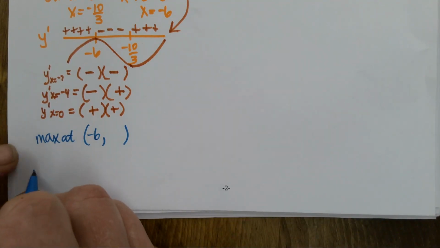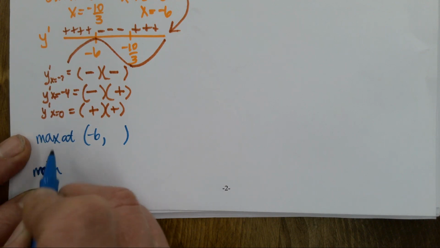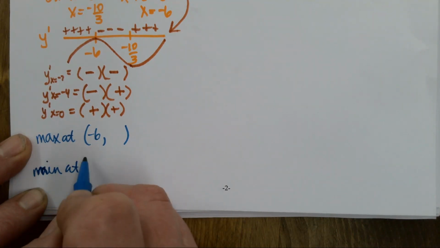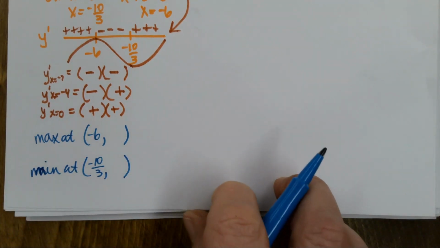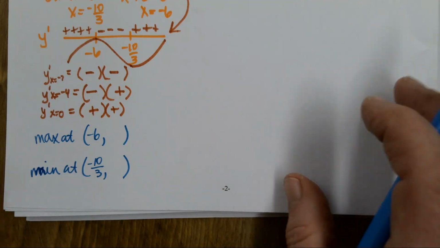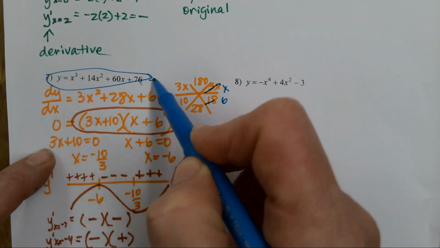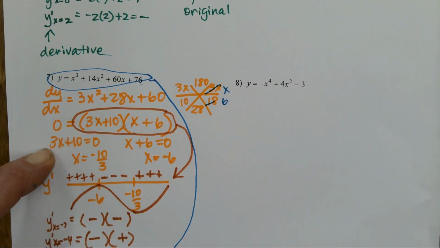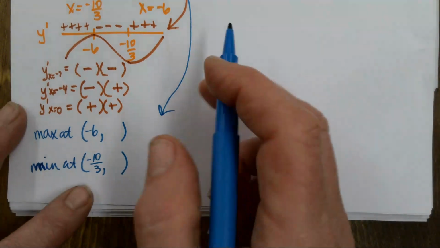And I have a min at -10/3 something. And this is where I take out my calculator and figure these out. I have to plug these into the y function, the original. I'm going all the way back down here to solve these, okay? Plugging it in, this is where my calculator comes in very handy.